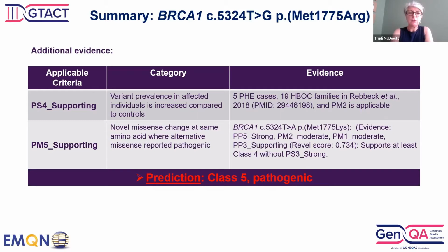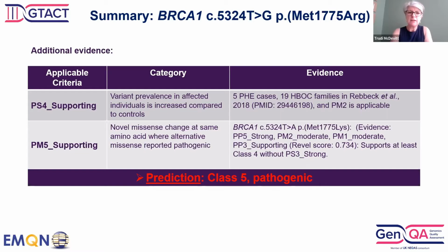We also agreed that PM5 at a supporting level could be used. This is where there's another missense variant out there that's in the same position and widely reported as pathogenic. So in this case, variant BRCA1 5324T to A rather than T to G is reported as pathogenic. So this is methionine at 1775 changed to lysine.